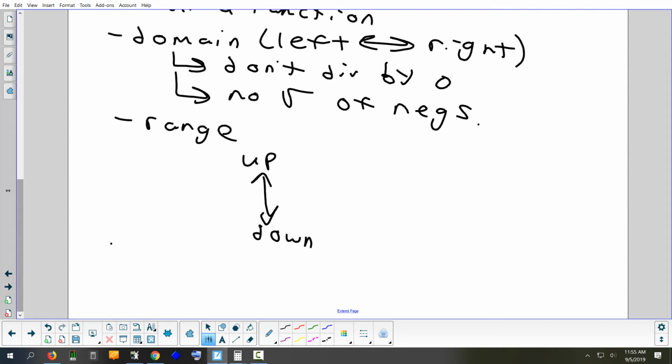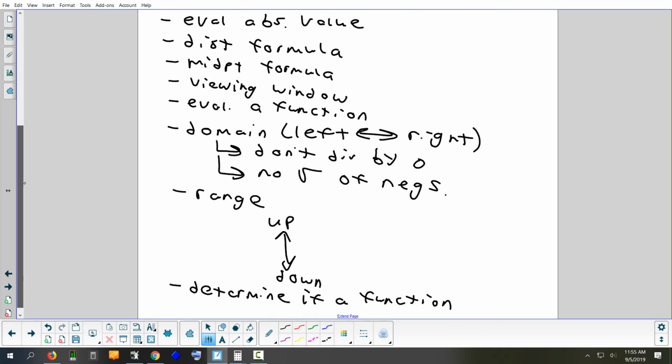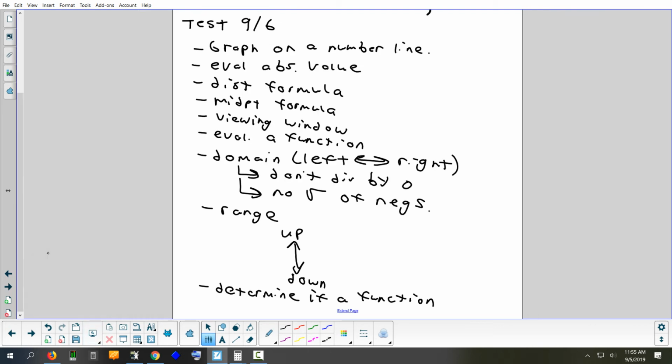And then determine if something is a function. Determine if a function. Okay, how do you do that? That's where you use the vertical line test. Okay, so those are all the topics that are on tomorrow's test. It'll be a mixture of some multiple choice and some short answer. And it'll probably be about 15, 16 questions. Okay.